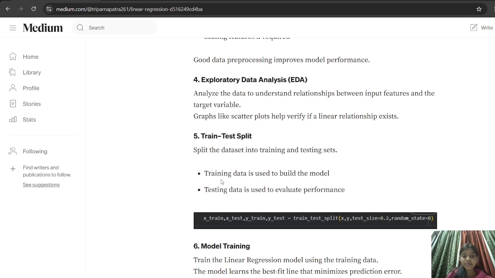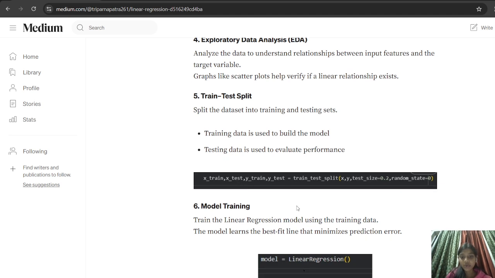Then we split the dataset into two parts, train and test split. The training data is used to build the model. We train on the data to build the model and we test the data to evaluate the performance. Here is the code for train and test split.